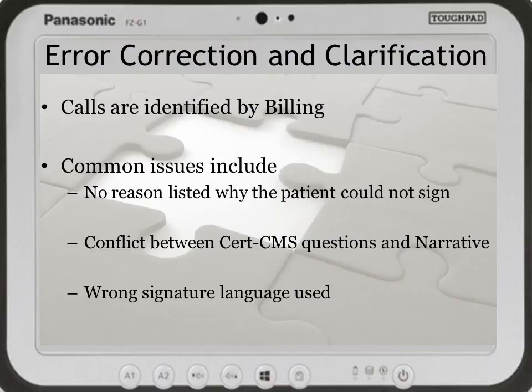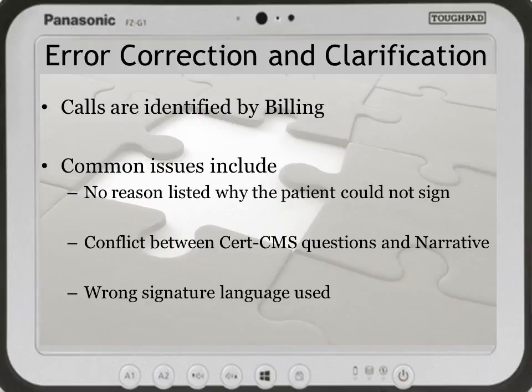As discussed at the beginning of the presentation, there are times when all of the necessary information or signatures are not collected. This poses a problem for billing, and correction of documentation errors or clarification of vague documentation must occur to seek proper reimbursement. Calls are identified by billing and placed in a special queue.